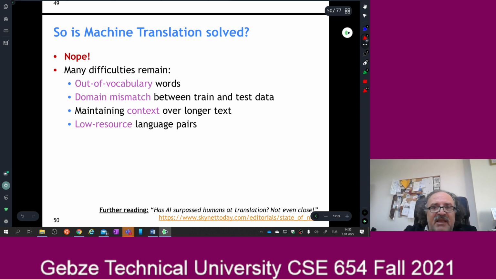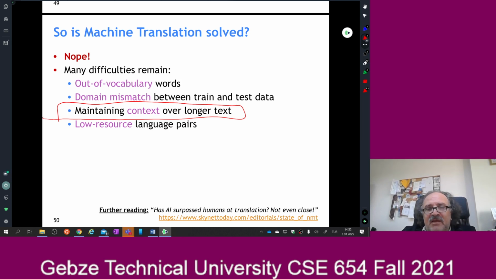Another problem is maintaining context over longer text. With these neural machine translation systems, we talked about the long short-term memory systems. Nowadays they are using attention mechanisms or transformer-based networks, but still we cannot address this longer text context problem.